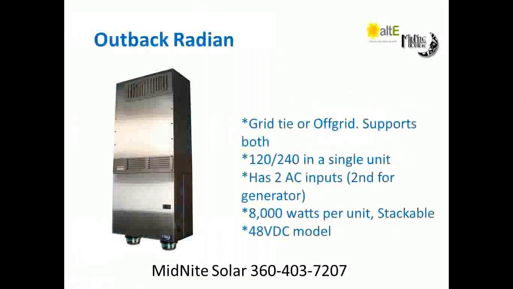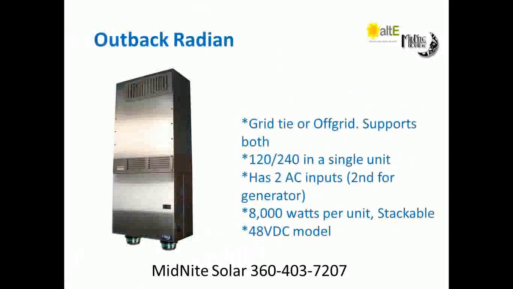So you remember before we talked about the FX not supporting generator. The Radian supports generators very well. It has dual inputs, so you can bring a utility grid into one, set it up for grid tie. You can bring the generator into the other, and it'll never sell back to the generator. Therefore, with that in mind, this thing does do grid tie, and it does do off-grid. So this basically is an all-around inverter for anything battery-based.